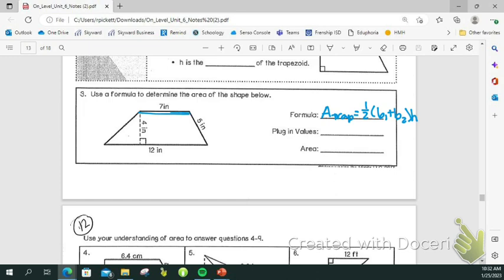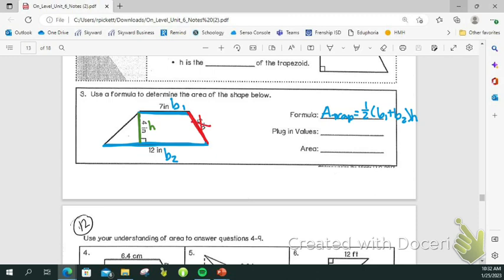The bases, remember, are those parallel lines. So in this case, again, it's the top and the bottom. So we've got base 1 and base 2. And the height, h, is the line that connects them perpendicularly. So that would be 4. 5 is on a slanted or diagonal line, so that's a trash number. We're never going to use that number.